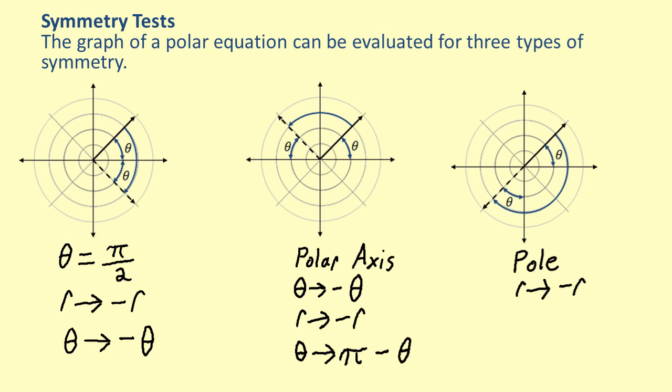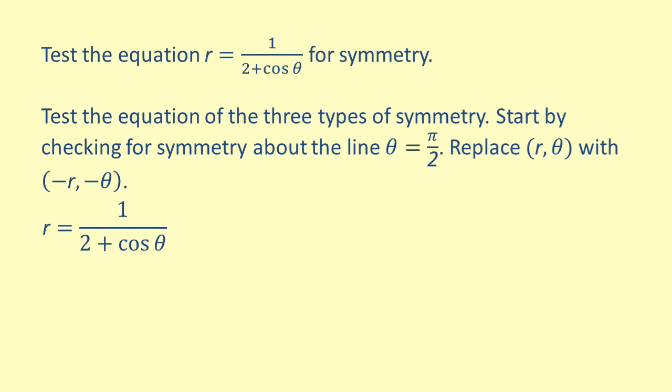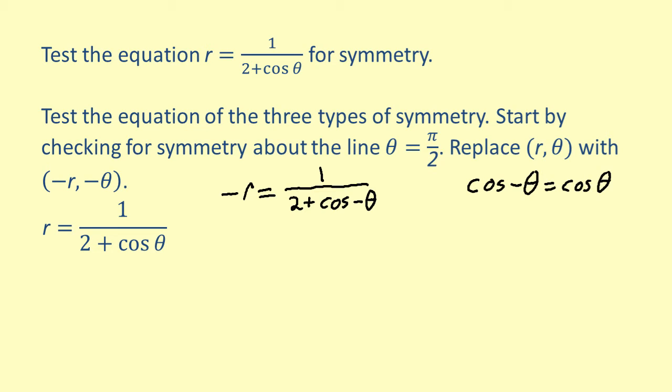Let's look at another example. Use the symmetry test to decide what type or types of symmetry the graph of r equals 1 over 2 plus cosine theta has. We'll begin by testing for symmetry across the line theta equals pi over 2. Replacing r with negative r and theta with negative theta, we now have negative r equals 1 over 2 plus cosine negative theta. Recall that cosine is an even function, so cosine negative theta equals cosine theta. On the other hand, sine is an odd function, which means that the sine of negative theta equals negative sine theta.